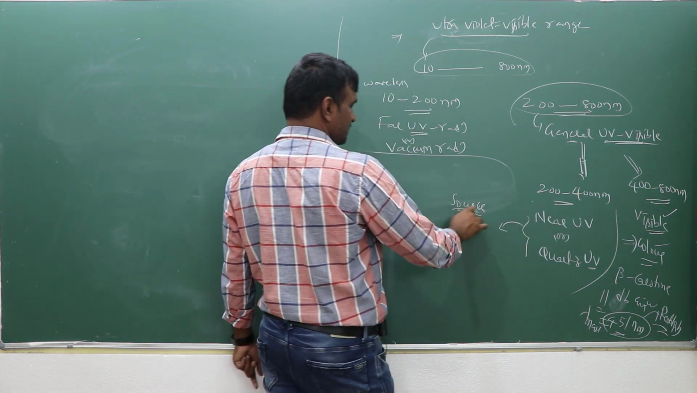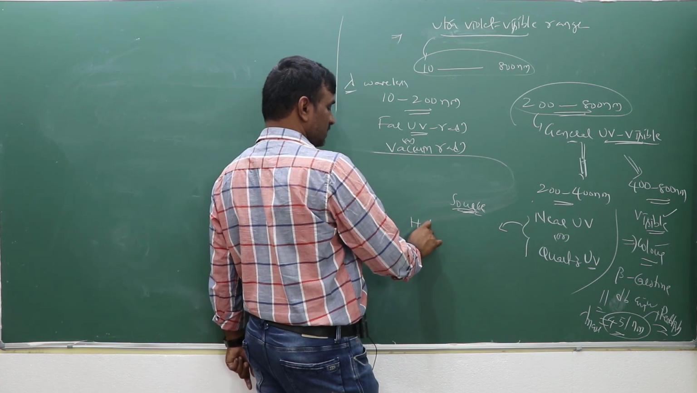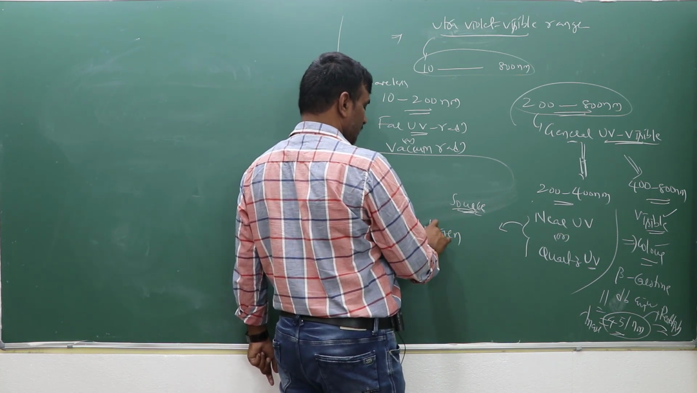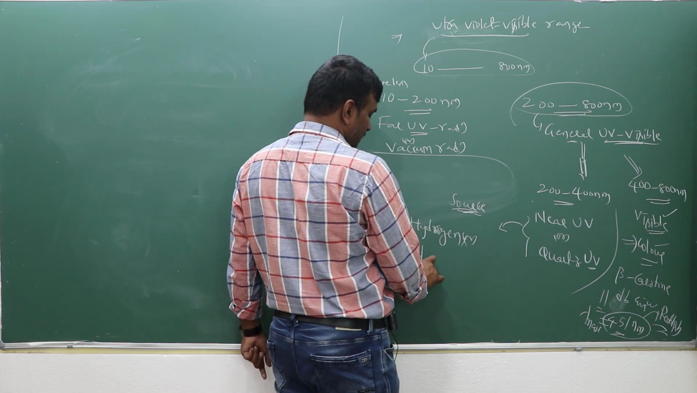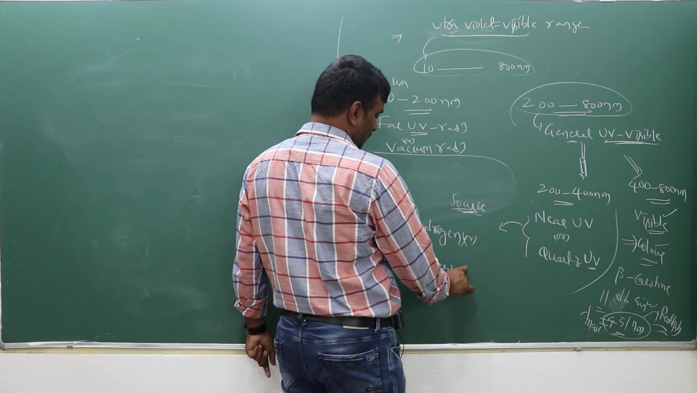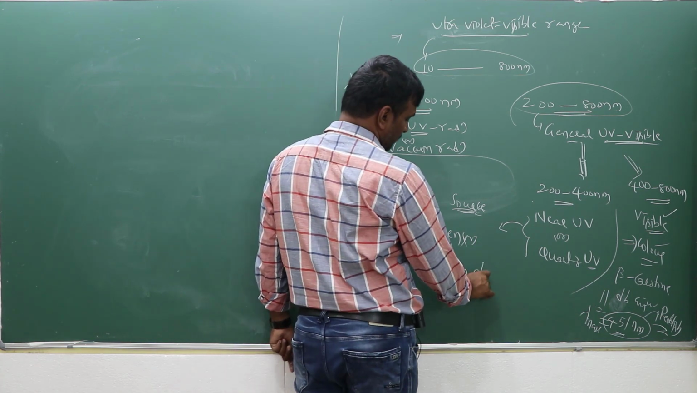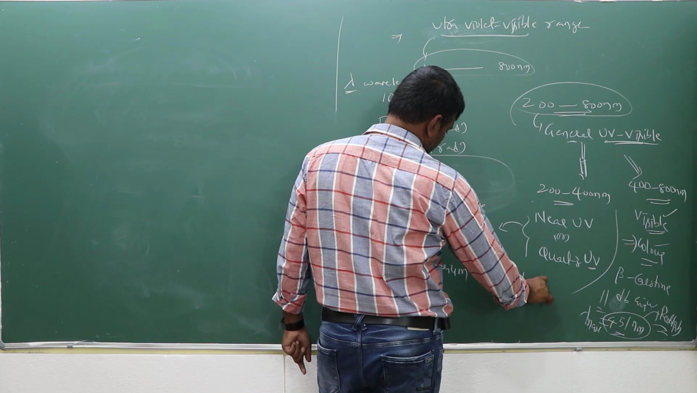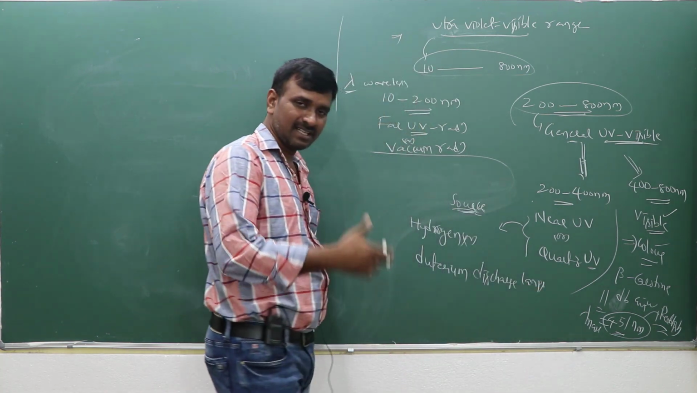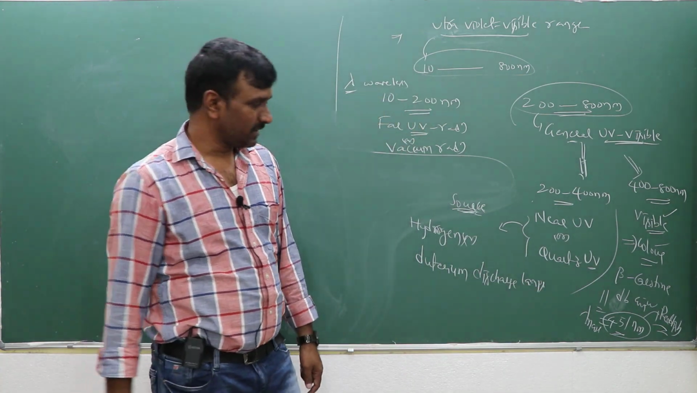radiation. Naturally, which lamps are releasing it? Hydrogen or deuterium discharge lamps. Deuterium discharge lamps will be releasing that 200 to 400 nanometers range of radiation.